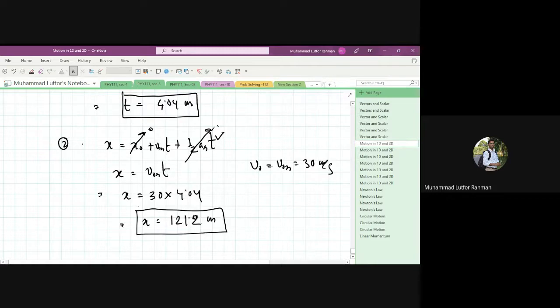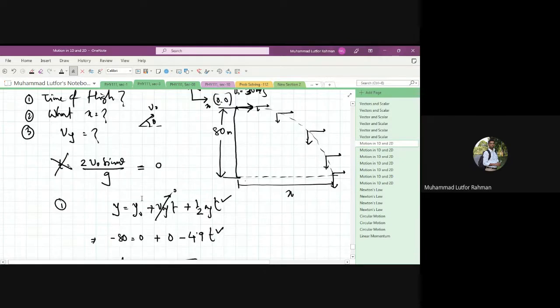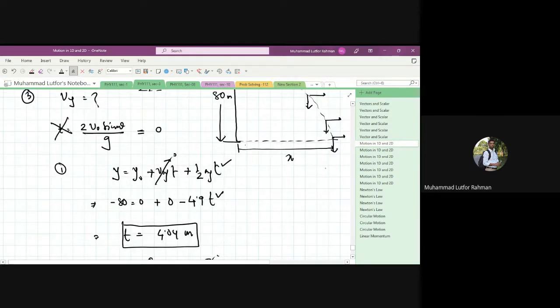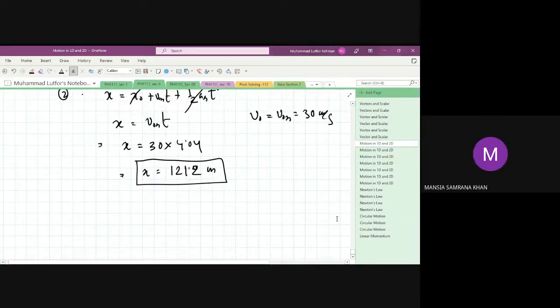Now what about the velocity? At what velocity will it strike the ground? What will the velocity be here? Will it be 30 or greater than 30? Can you make a guess? Greater? It will definitely be greater, right?